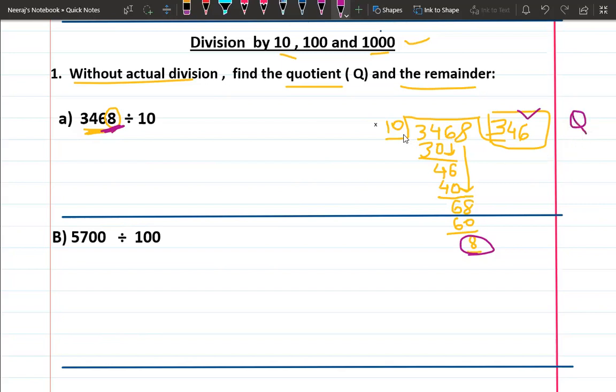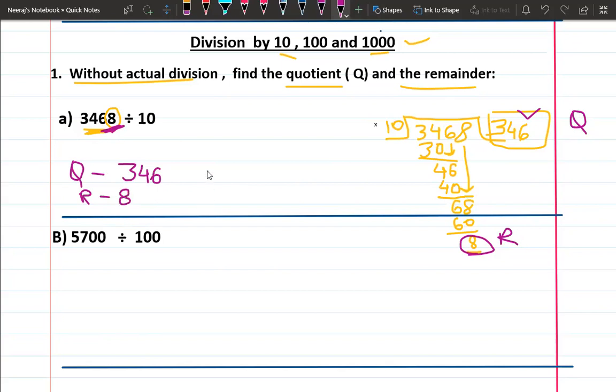Once you are dividing by 10, your last digit represents the remainder and the rest of the digits represent the quotient. So how will you write your quotient? You will write Q as the quotient. You can use the short form, that is 346, the rest of the digits, and your remainder is 8. Your remainder is 8, the last digit.